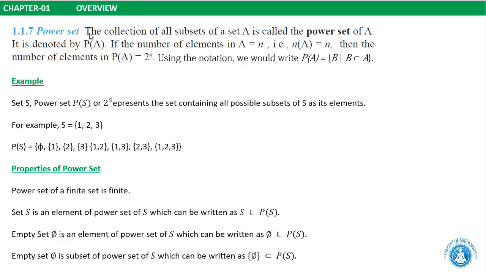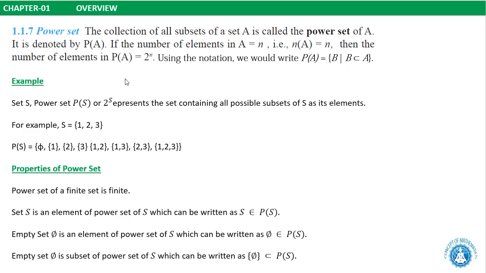So what is a power set? The collection of all subsets of set A is called the power set of A. It is denoted by P of A. If the number of elements in A is equal to n, that is, n of A equals n, then the number of elements in the power set of A is equal to 2 to the n. Using the notation, we would write P of A is equal to the set of all sets B such that B is a subset of A.